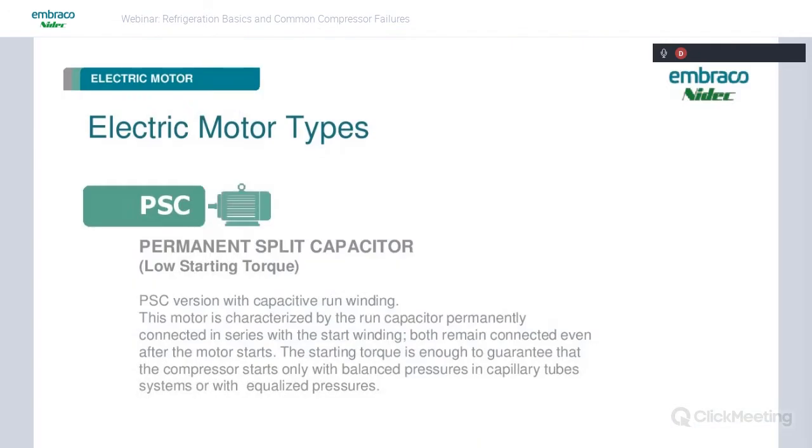And then we have a PSC. This is more of your air conditioning motor. PSC stands for permanent split capacitor. So it has a capacitor that's actually mounted in the start winding. So basically both windings are energized at all times. But this added run capacitor, it's still a low starting torque motor, but the addition of this run capacitor gives it just enough torque to start with a fixed orifice.